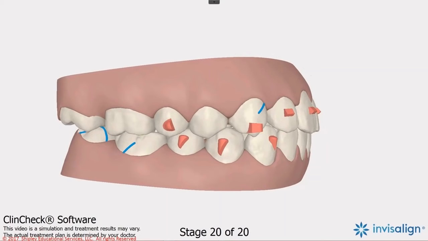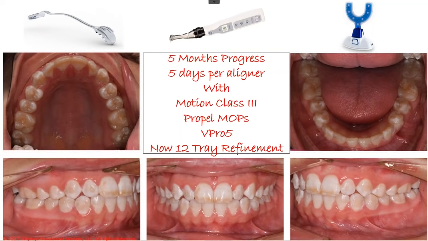This patient was completed with no elastics after the carrier motion was approved. So we implemented the carrier motion class 3 Propel MOPS, and now that we gave her the Invisalign aligners, we give her the V-Pro 5. She changes the aligners every 5 days, and she goes through the first set of aligners at 5 days per aligner. It's not quite socked in perfectly, so we're going to do a refinement.